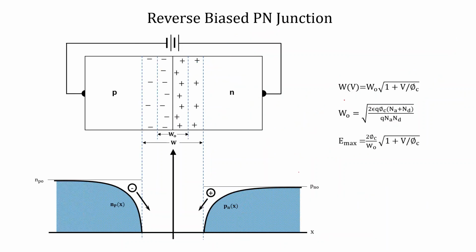Now again we have rewritten the expression for the width of the depletion region. If we do not consider the polarity of the voltage, then for the reverse bias voltage this should be the expression, where if you increase this voltage, the width increases. Similar is the case for Emax. We have already seen this, but here we have just rewritten our equation considering that the polarity of the voltage is not taken into consideration. So this is for the reverse bias condition.